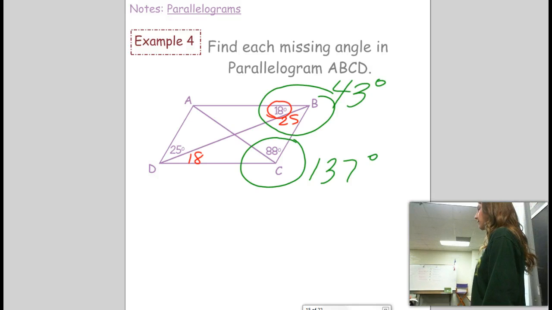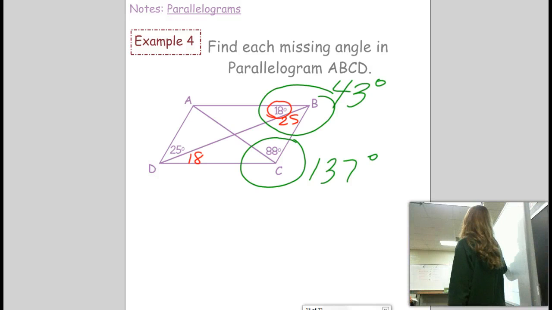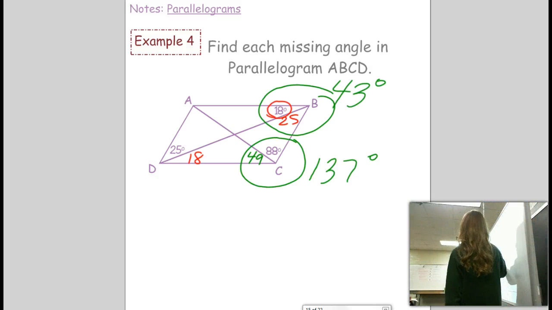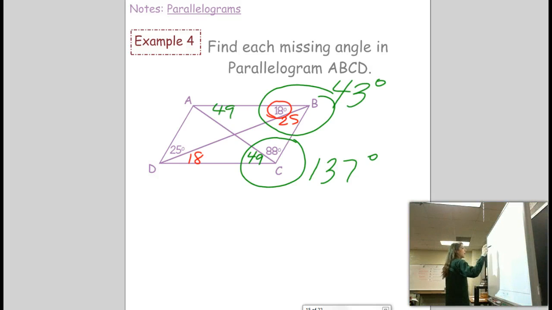137 minus 88. What was Matt saying? Yeah, 40. Now we know all the angles. Now we do. Look, alternate interior, 49, 49. Alternate interior, 88, 88. Now we know all the angles. Ooh, what about those interior angles?